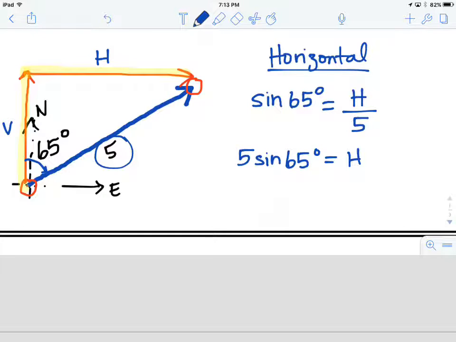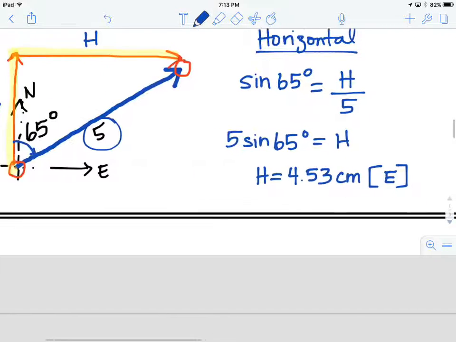And I would put this into my calculator, which I'm going to do right now. 5 sine 65, and I get 4.53. So the horizontal component is 4.53 centimeters. Now, an important thing to remember: because it is a vector, it's in the east direction. Okay, so we're going to put that in there.